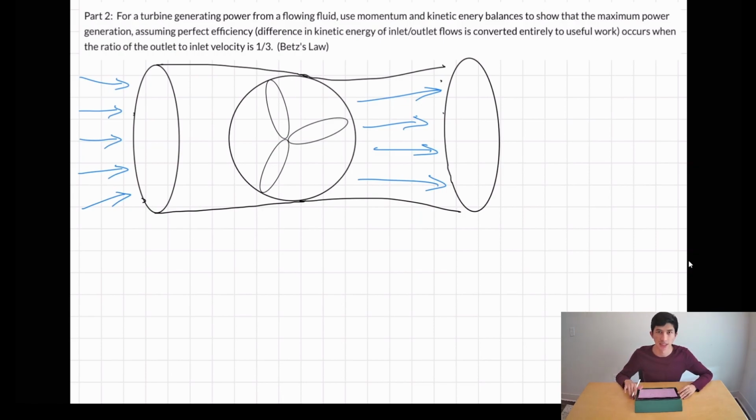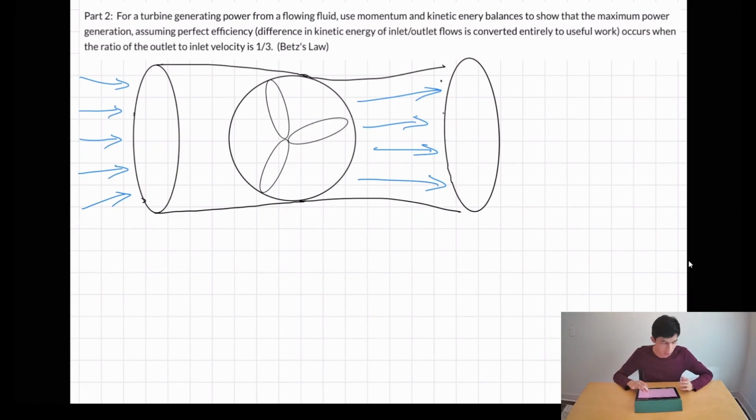Hello everyone, this is the second video in our playlist, and in this video we're going to look at a very interesting example of a wind turbine. We're given a question which says, for a turbine generating power from a flowing fluid, use momentum and kinetic energy balances to show that the maximum power generation, assuming perfect efficiency, where the difference in kinetic energy in inlet-outlet flow is converted entirely to useful work, occurs when the ratio of outlet to inlet velocity is 1/3.